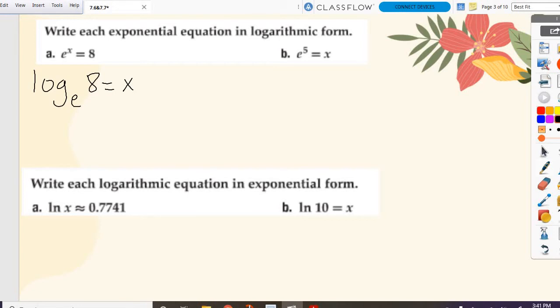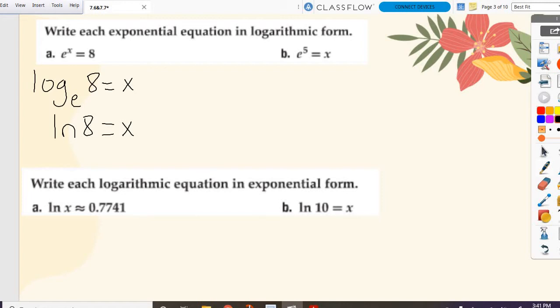So if I rewrote this, remember the important thing is that the base of our exponent becomes the base of our logarithm. Remember that logarithms equal exponents, so this is going to equal x, and 8 is going to be on the inside of my logarithm. So we have log base e of 8 equals x. But because now we know of this natural log, we know that instead of writing log base e, we can go ahead and write the natural log of 8 equals x. So basically I'm just using that shorthand notation of the natural log.